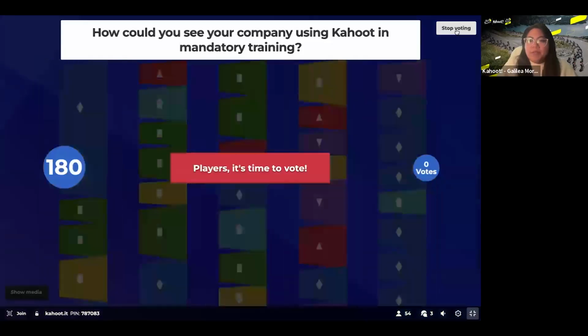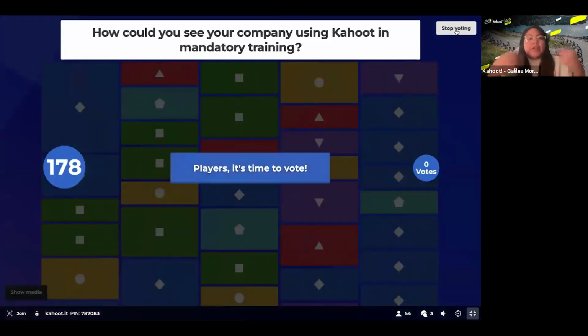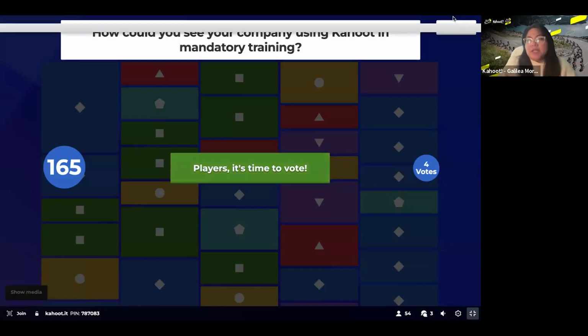Now I'll start some voting. On your devices, you're going to be able to now vote on these peer ideas. So you can either choose to give a star to the idea you want to vote for, or move right along and skip the idea if you don't want to vote for it. So I'll give everybody some time to vote there.